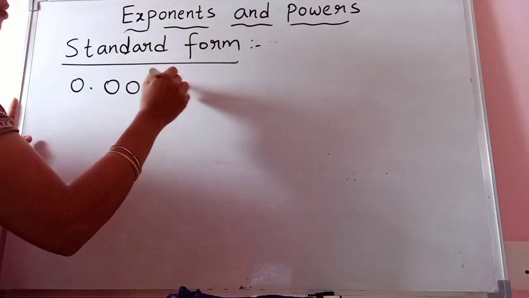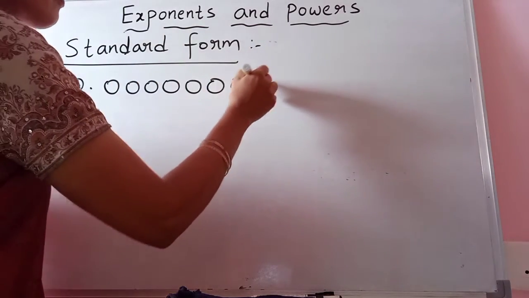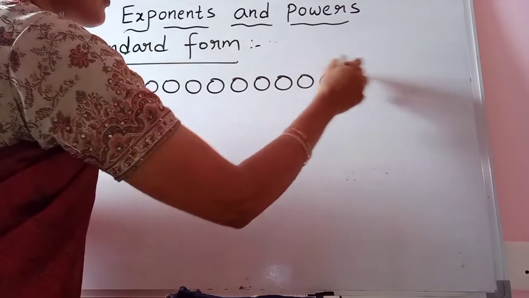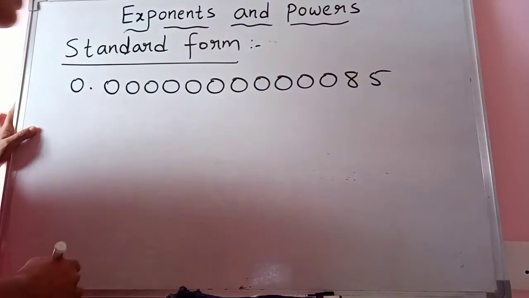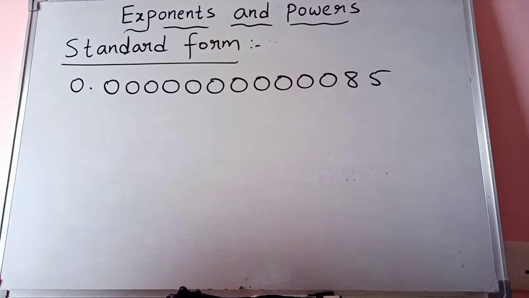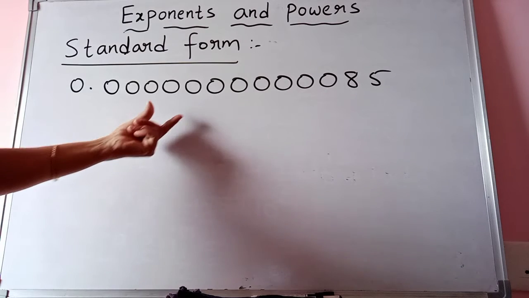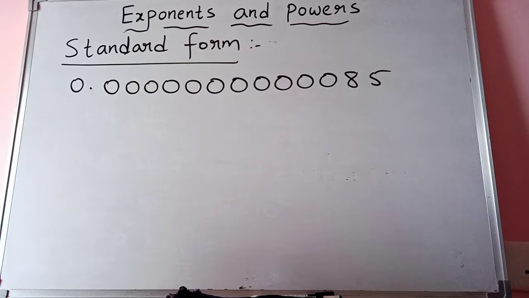For example, I am taking one number, 0.000000000085. Okay children, this is the number. It is a very small number. If you want the standard form of this number, we call this the usual form. Standard form is nothing but we write the numbers in exponential form.